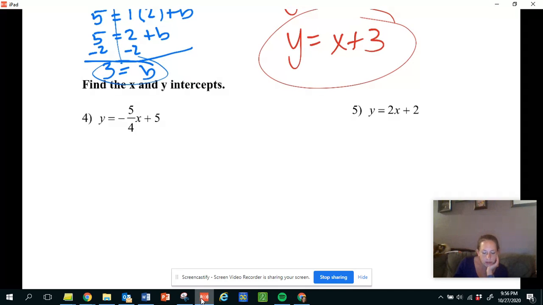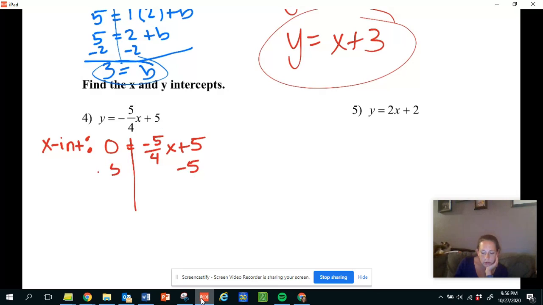So first we'll find the x-intercept. To do that, I make y equal 0. Negative 5/4 x plus 5. Then I just have to solve this, right? So I'm going to subtract 5 on both sides, and I will get negative 5/4 x equals negative 5.